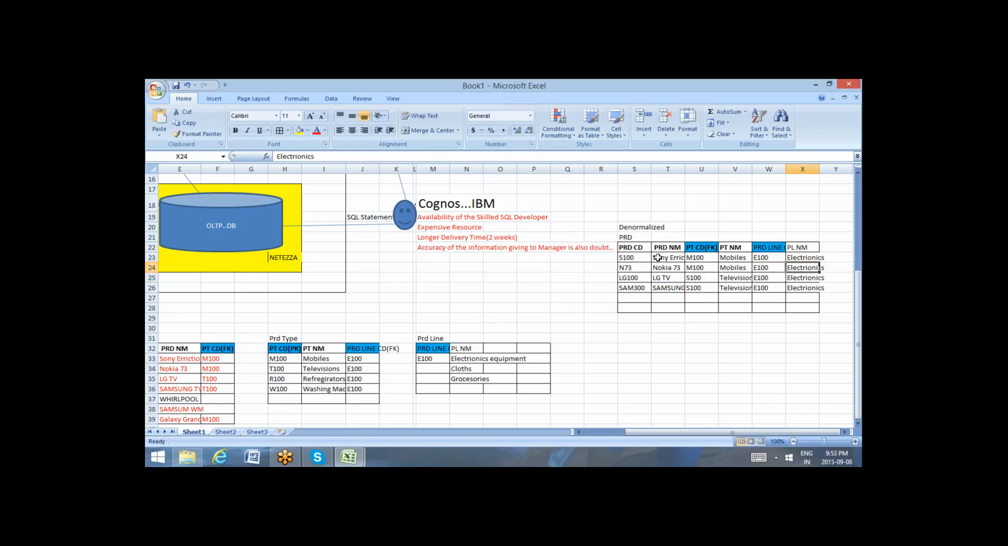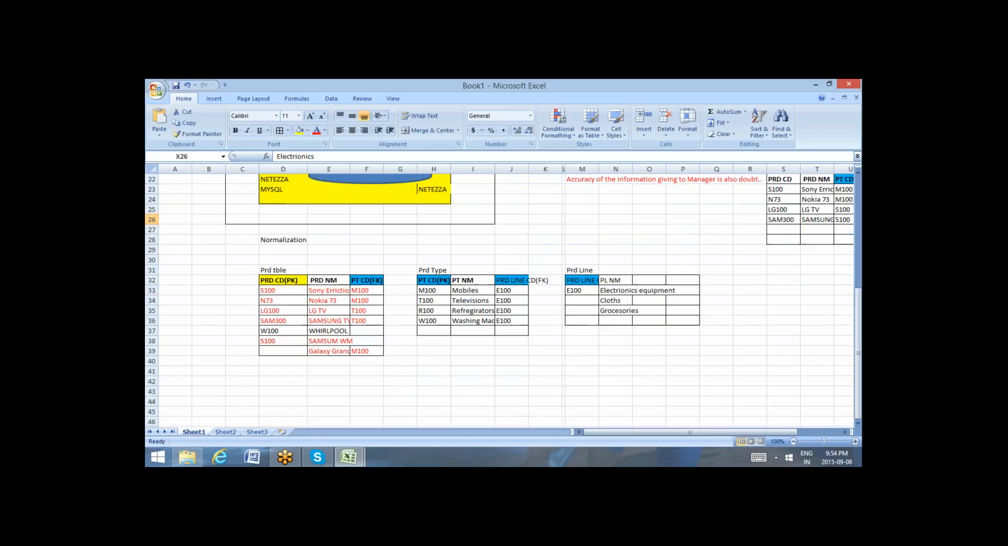Similarly, out of 1,000, 100 products are related to mobiles. Mobile is repeating 100 times. So a certain amount of data is repeating. This kind of repetition of data, we generally call denormalized. The data redundancy is available. When we maintain the data in the form of repetition or redundancy, we call it denormalization.